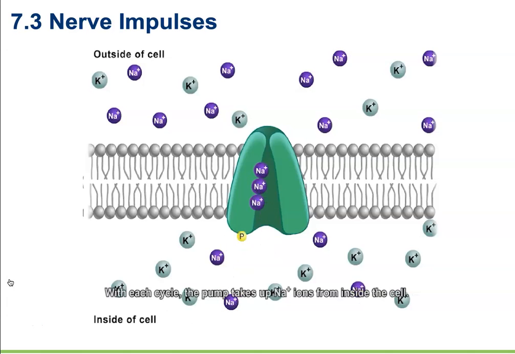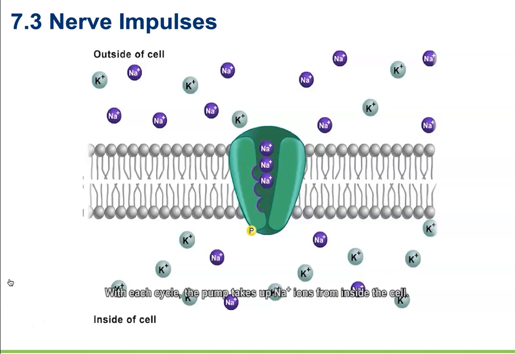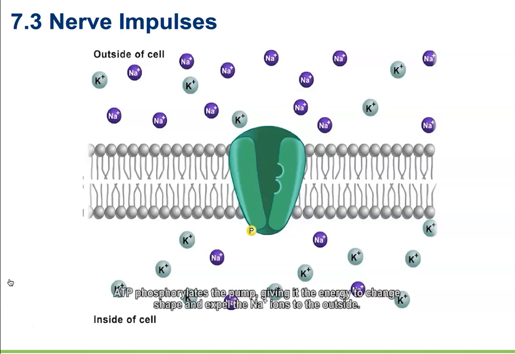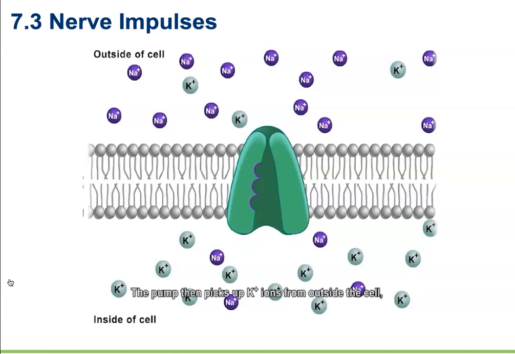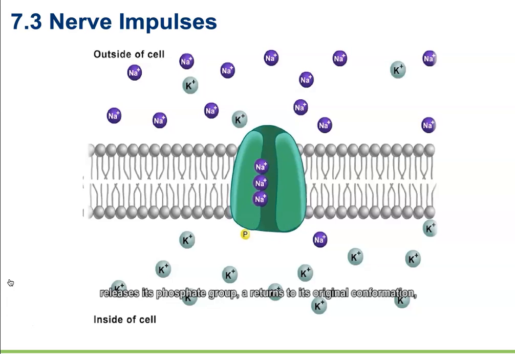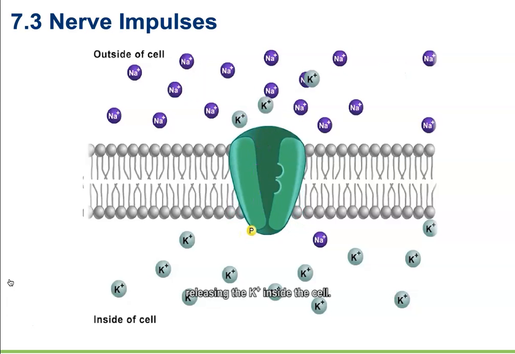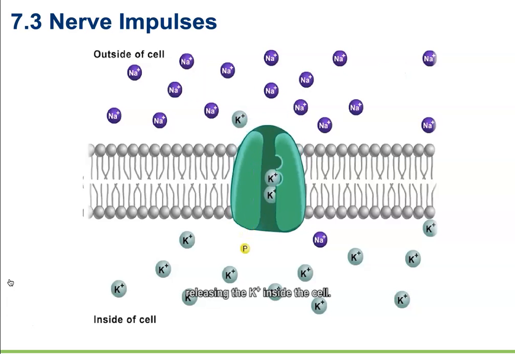With each cycle, the pump takes up sodium ions from inside the cell. ATP phosphorylates the pump, giving it the energy to change shape and expel the sodium ions to the outside. The pump then picks up potassium ions from outside the cell, releases its phosphate group, and returns to its original conformation, releasing the potassium ions inside the cell.